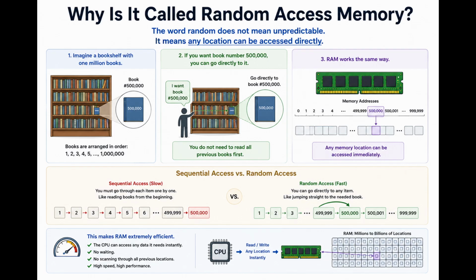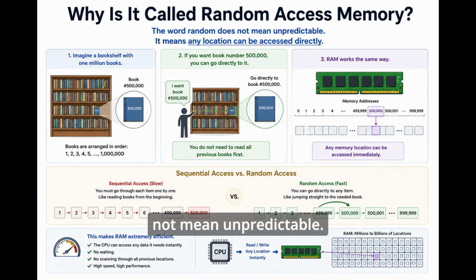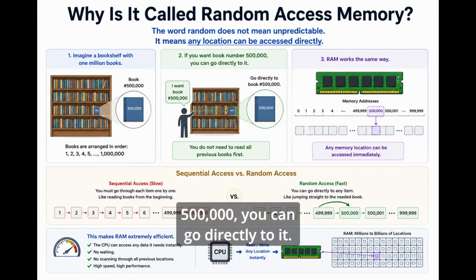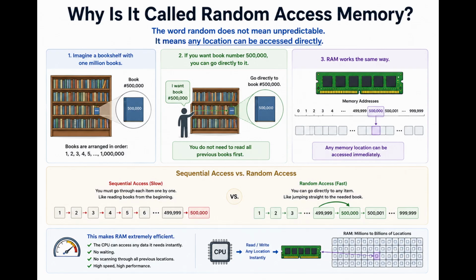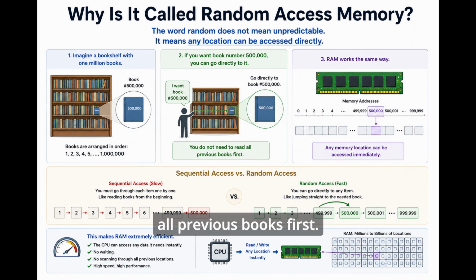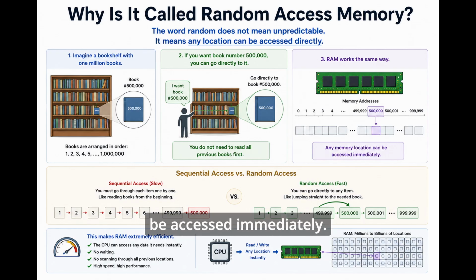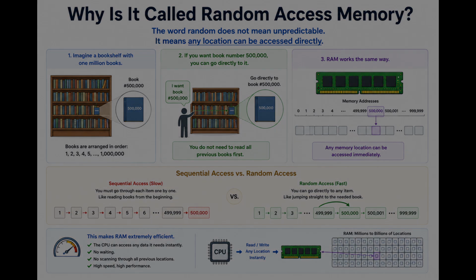Chapter 8 Why is it called random access memory? The word random does not mean unpredictable. It means any location can be accessed directly. Imagine a bookshelf with 1 million books. If you want book number 500,000, you can go directly to it. You do not need to read all previous books first. RAM works the same way. Any memory location can be accessed immediately. This makes RAM extremely efficient.